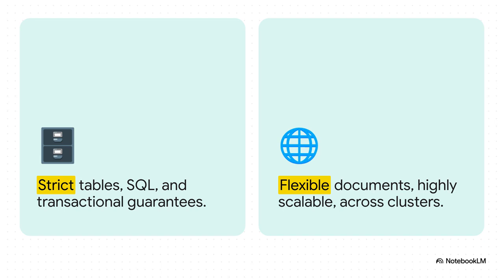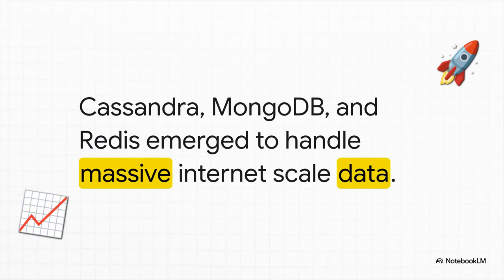On one side, you have relational databases offering rigid tables, the SQL language, and strict guarantees that your data is perfectly accurate. On the other side, NoSQL throws out those tables in favor of flexible key-value pairs or JSON documents. By sacrificing those strict relational guarantees and complex joins, NoSQL databases could easily be spread across massive clusters of separate servers. During the late 2000s, this flexibility absolutely saved the day.